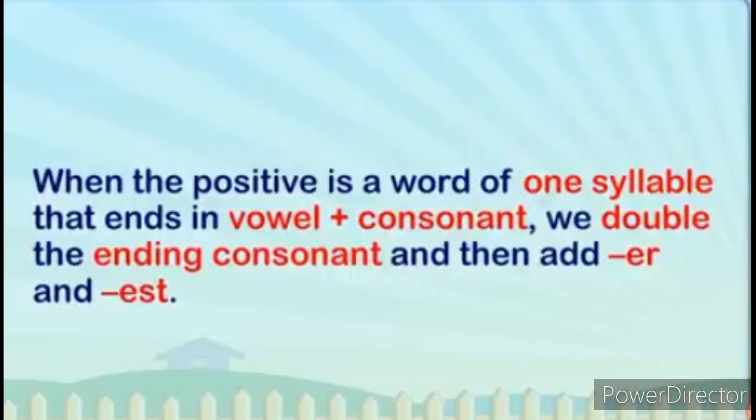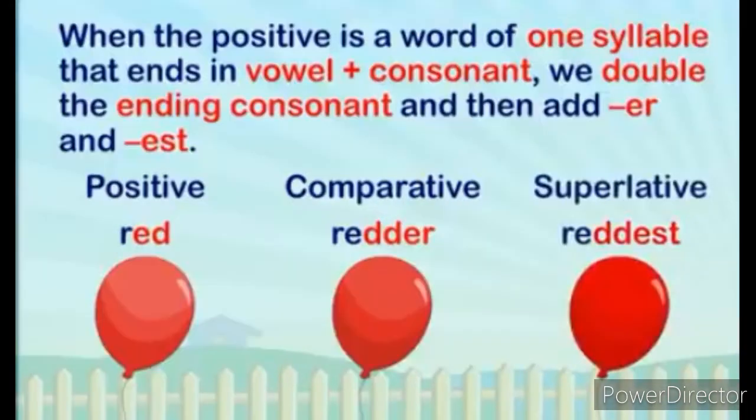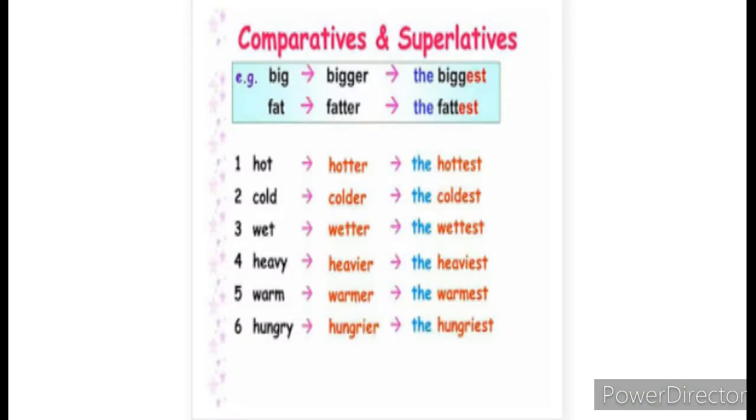When the positive is a word of one syllable that ends in vowel plus consonant, we double the ending consonant and then add ER and EST. For example, red, redder, reddest. Take a look at some more examples. So children, in all these above examples, the last consonant is doubled and then ER and EST is added.